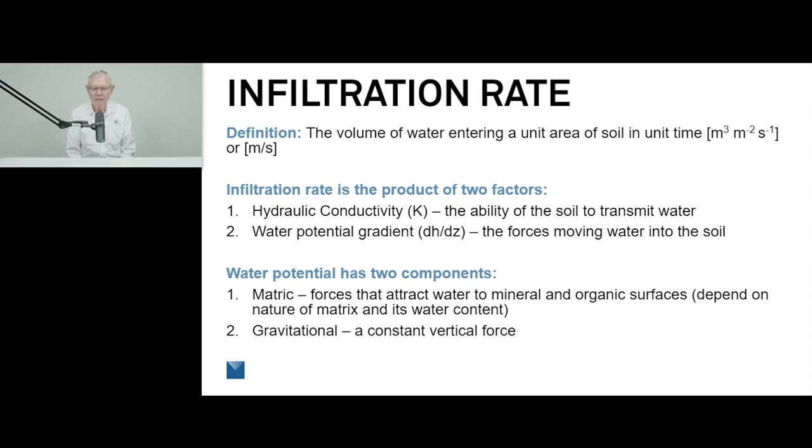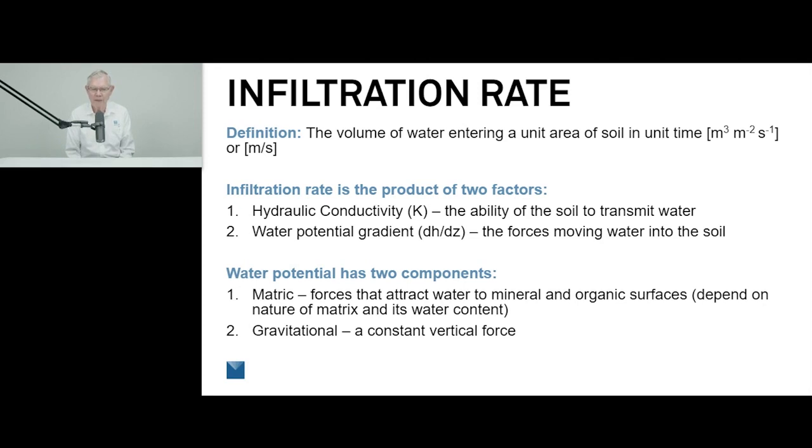The infiltration rate can be computed as the product of 2 factors. One is the soil's hydraulic conductivity, the ability of the soil to transmit water. The second is the force that drives the water flow, and that's a water potential gradient. We use the letter H to indicate the water potential or head. Then we're considering flow in the vertical direction, and the water potential gradient is the derivative with respect to the vertical distance of the water potential. The water potential has 2 components.